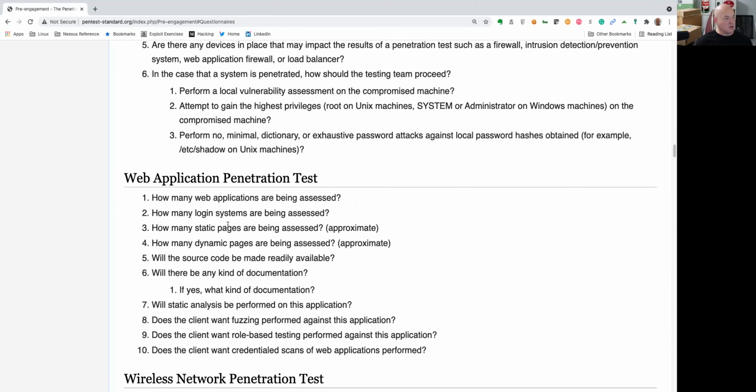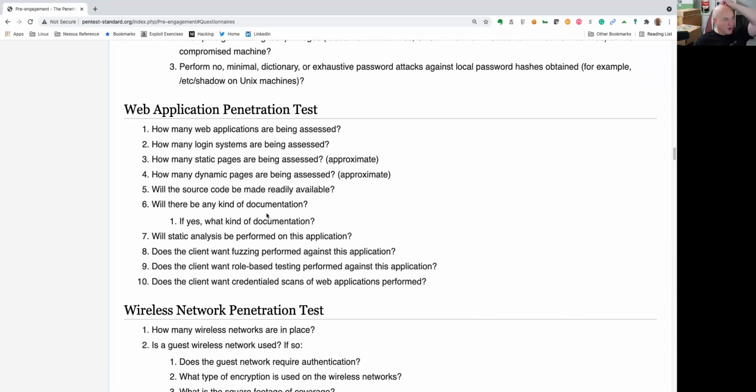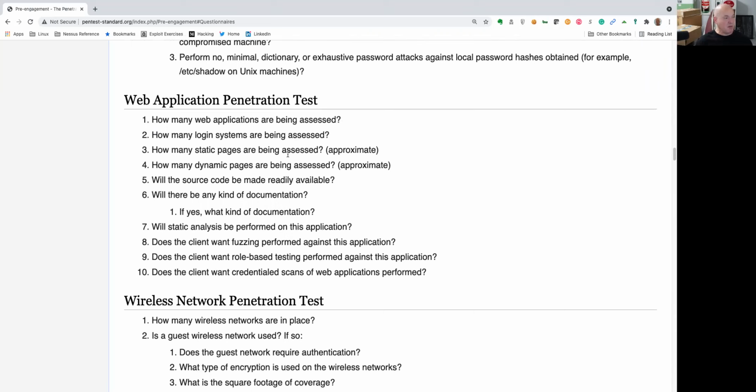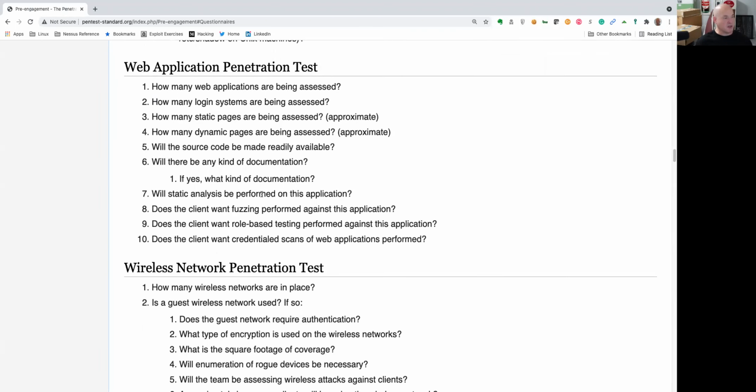So we get more into the web application realm. So you see how many applications are being assessed. And a lot of this is important when you're quoting the project, because you scope it out and then you quote it based on the scope that you've defined. And so you need to know how many pages, how many static pages, how many dynamic pages. That way you know how much to charge the customer. There's a feature built into Burp Suite where you can actually go through and it will help you discover a lot of this content that you can quote a pen test on.